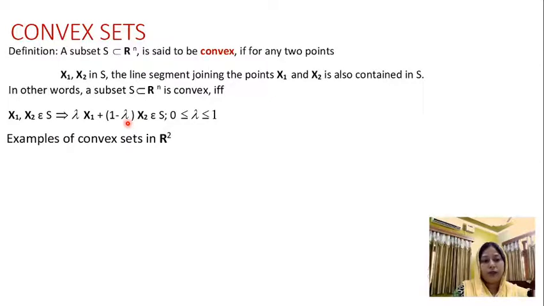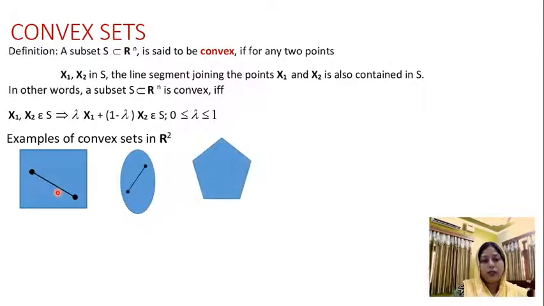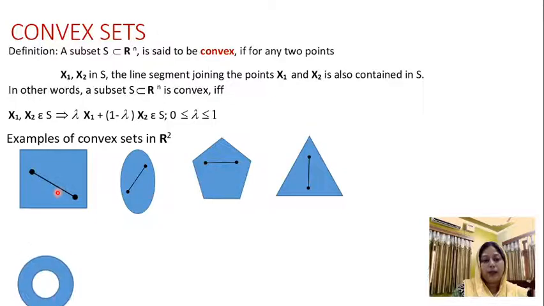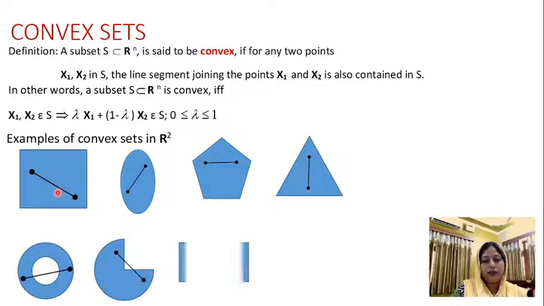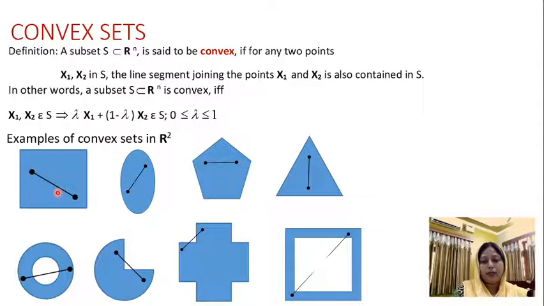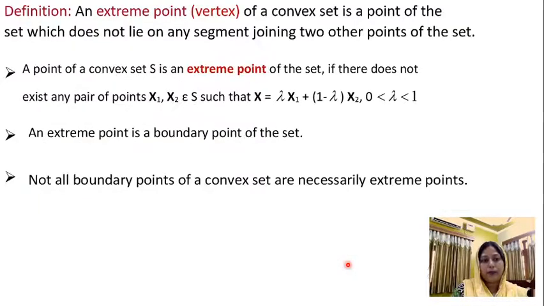So let us consider a few examples of convex sets in two-dimensional real coordinate space. So this is a square. If I take any 2 points x1 and x2, the line segment joining x1 and x2 is contained in this S. Similarly, an ellipse, any 2 points, we can have a pentagon, a triangle. So these are examples of convex sets in R square. Let us look at this example, a ring, this figure. If I take any 2 points, say x1 and x2, and join them, this part of the line is outside this set S. This is my set S. So all these are examples of non-convex sets in R square.